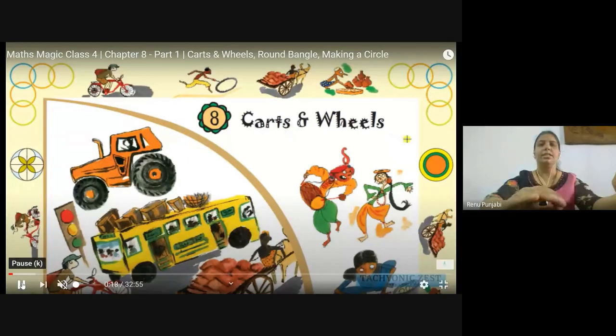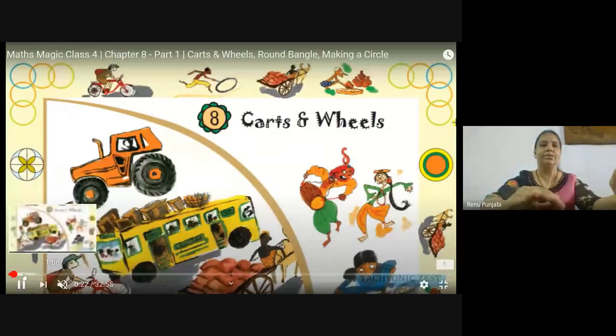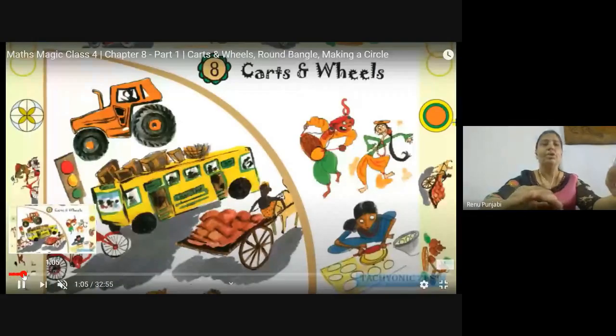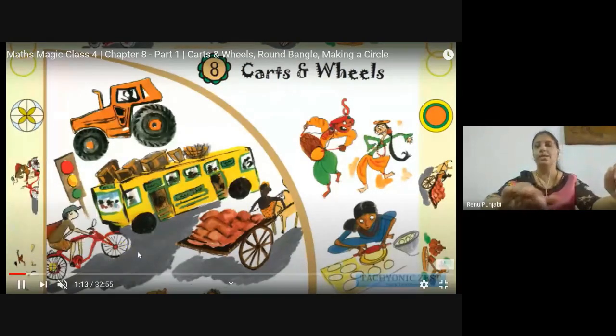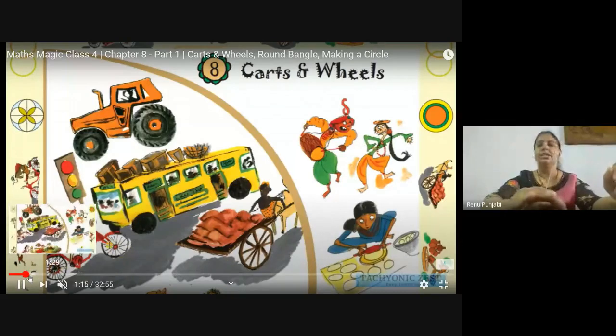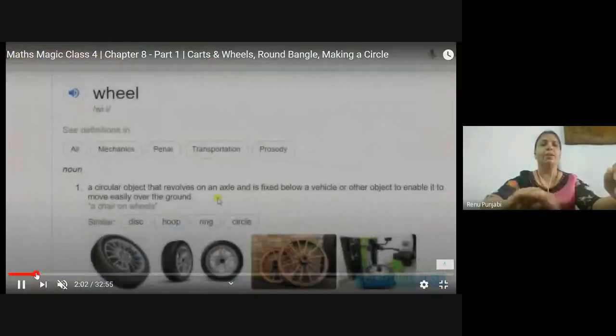We will see that in this chapter we are doing carts and wheels, and in this chapter we have checked many different types of wheels: wheels in the bus, wheels in tractors, small wheels, big wheels, right? And here also one girl is making chapati, that is also round in shape. Now comes, what are wheels?